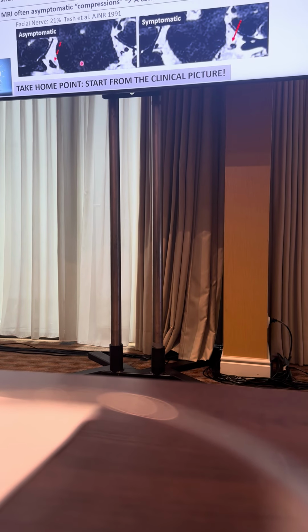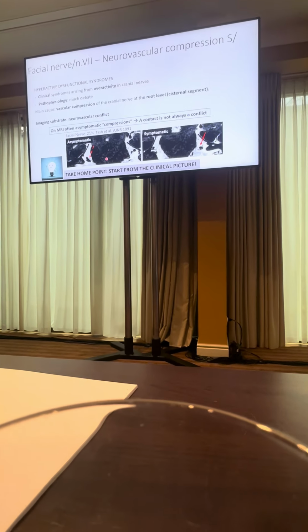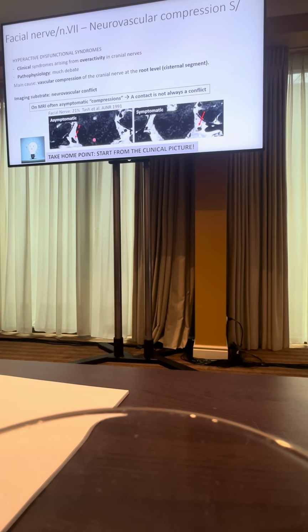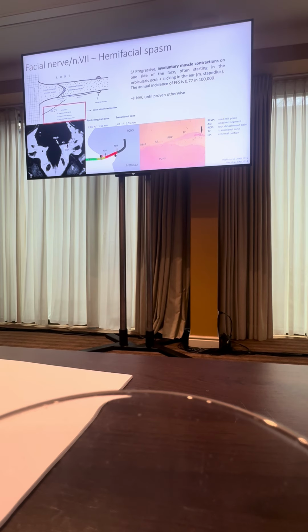We are talking about the 7th nerve, but it's a general concept that you cannot report a neurovascular conflict as a radiologist first. You have to wait for your clinical picture, otherwise your neurosurgeon will be very angry. That being said, related to the facial nerve, we talk about hemifacial spasms. What is that? It's a progressive involuntary muscle contraction, mostly around the eye, sometimes a click in the ear. It's quite rare, but the clinical picture is very, very specific. So if a neurosurgeon sends you a hemifacial spasm, you have to look for a neurovascular conflict until proven otherwise.